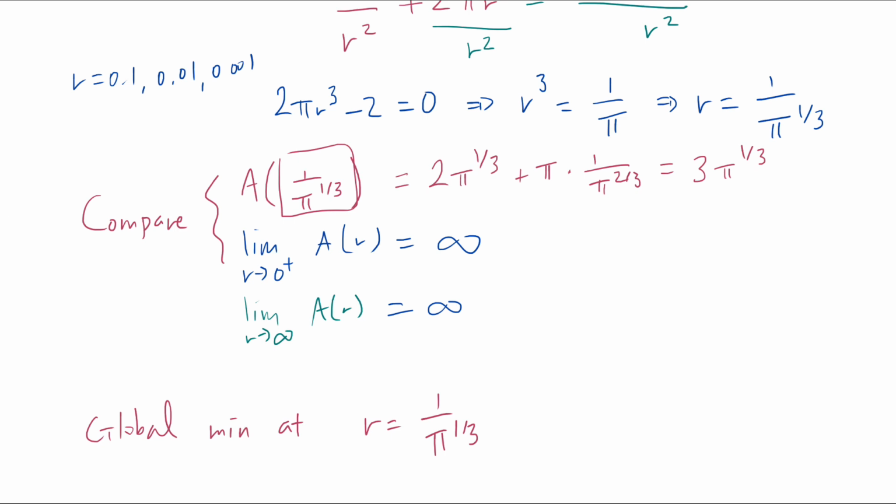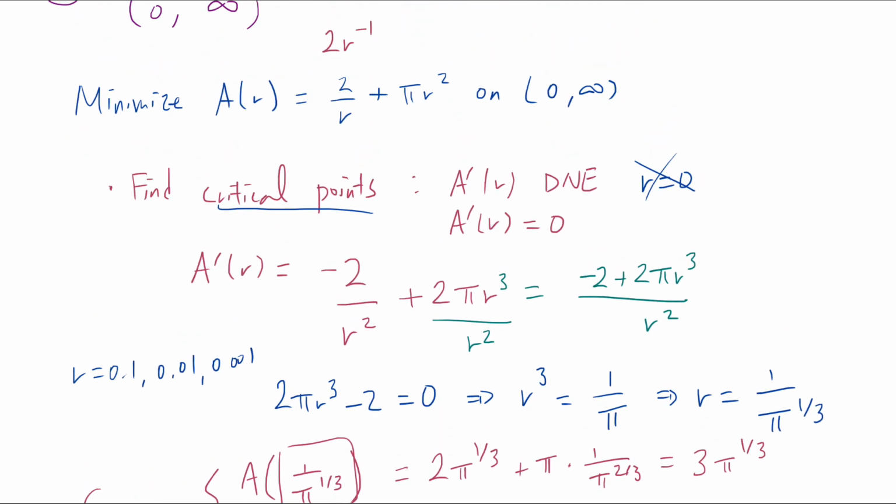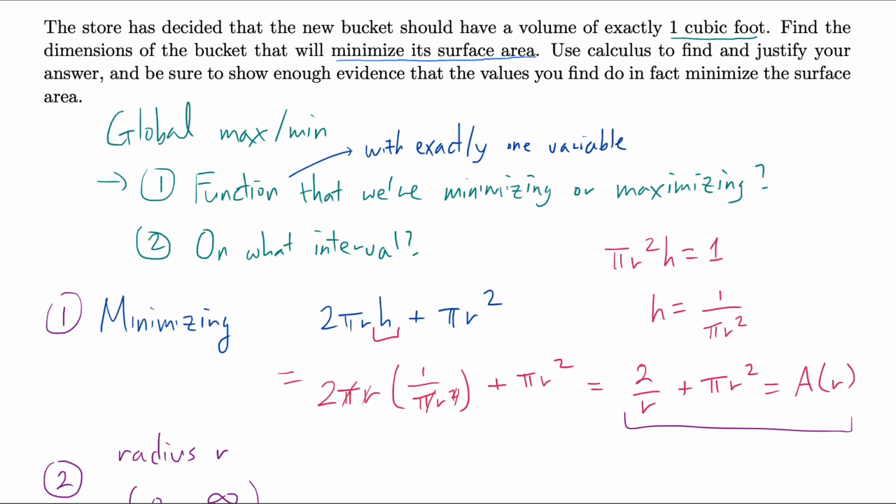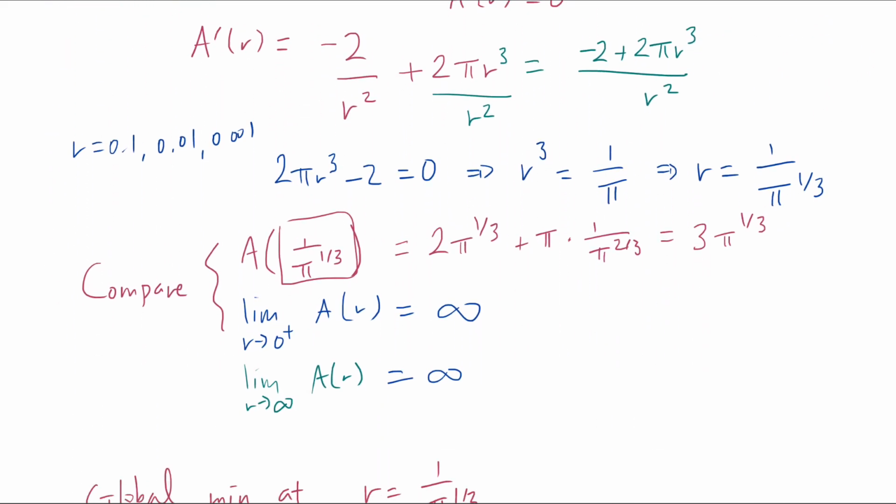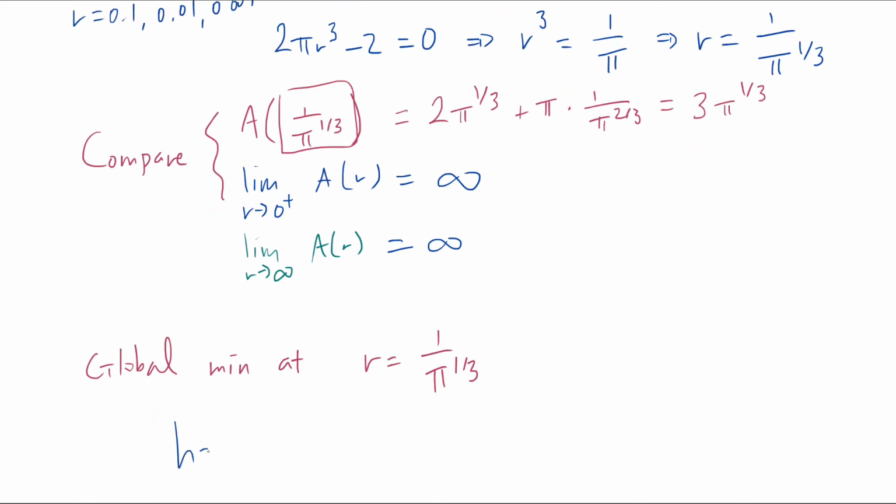not done because let's read the question carefully. What do we want to find? We want to find the dimensions of the bucket that will minimize the surface area. So we have found the radius minimizing the surface area. Now what about the height? Well, we know the relationship between height and radius from right here. Remember, this thing is coming from the volume equaling 1. So from this equation, h is 1 over pi r squared. So we can also find the height.